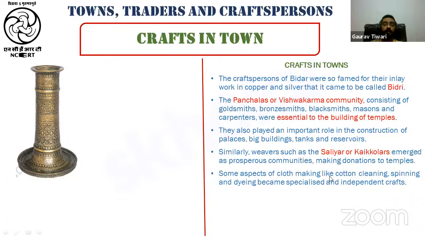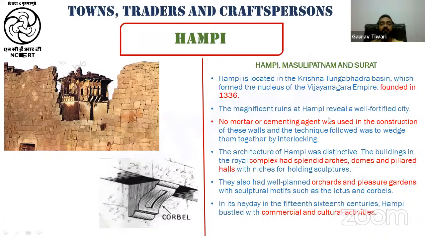Some aspects of cloth making like cotton cleaning, spinning, and dyeing also became a specific craft. Now people were practicing these crafts independently. So let's move forward from here and talk about the next city, that is Hampi. Hampi is our first city that we'll talk about, and in the coming course we'll also talk about Masulipatam and Surat. So first let's talk about this Hampi.